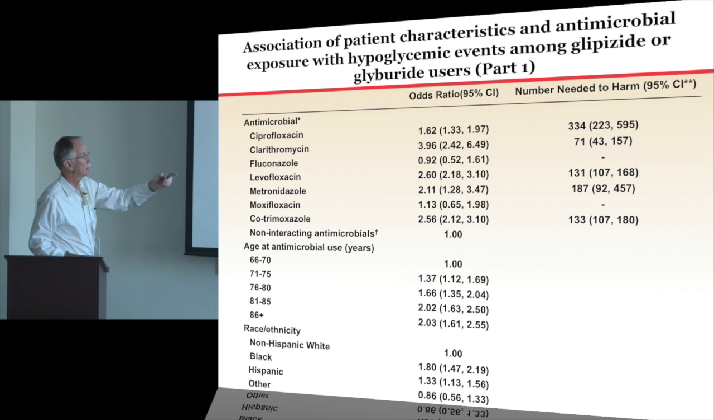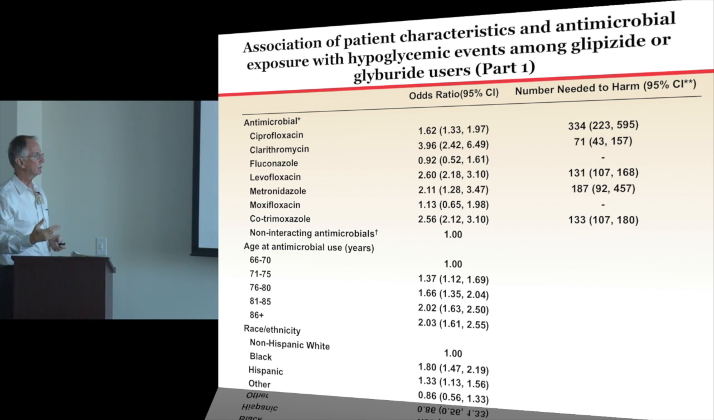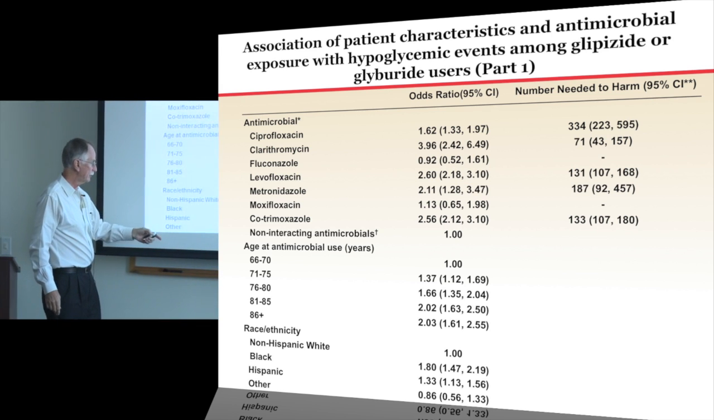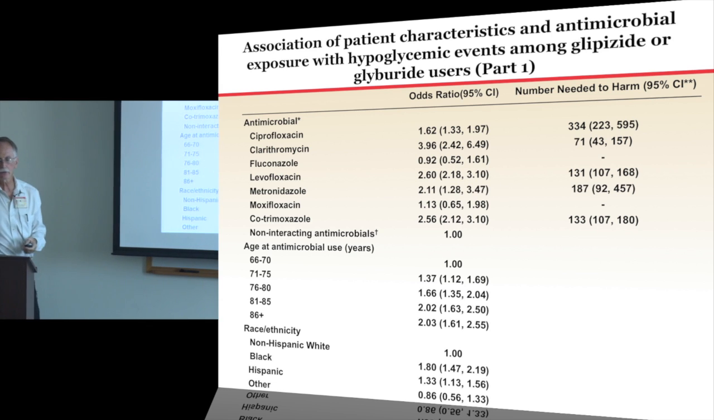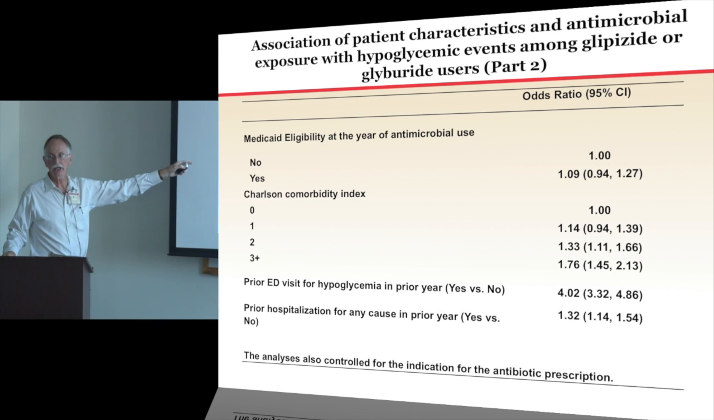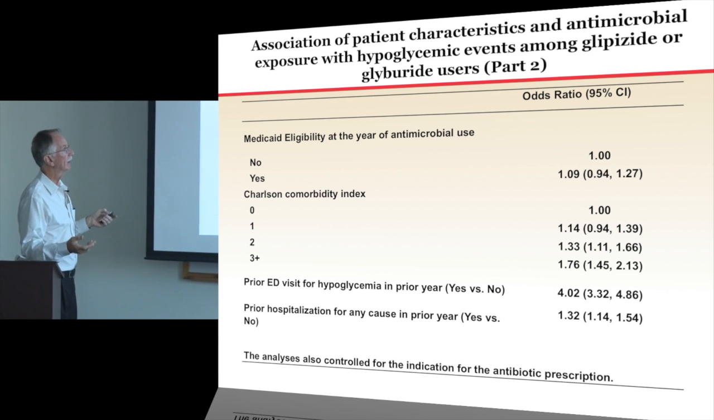And then you can see the number needed to harm. In other words, the number of people who had to be prescribed any of these drugs who were on glipizide or glyburide to cause 1 excess ER visit or hospitalization for hypoglycemia. And then some of the other associations are, as you might expect, the risk goes up a little with age. There weren't a lot of striking interactions between some of these other things and the drug and exposure to the drug. There wasn't an interaction of that on the outcome.